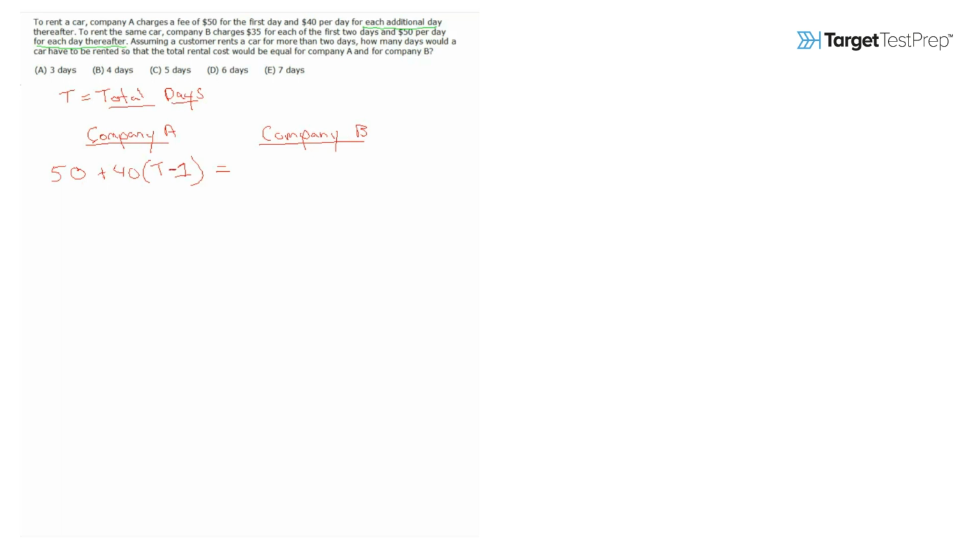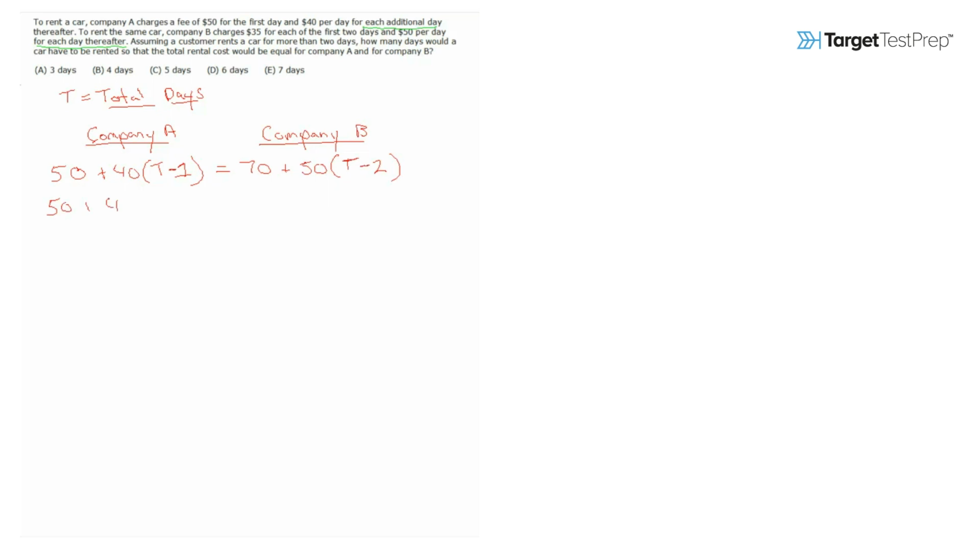Company B, however, is 35 for each of the first 2 days, so a grand total of $70. And then it's saying there's an amount for each day thereafter. That's going to be $50, but it's going to be T minus 2 now because we're not charged the $50 until the third day. So now it's just a matter of simplification.